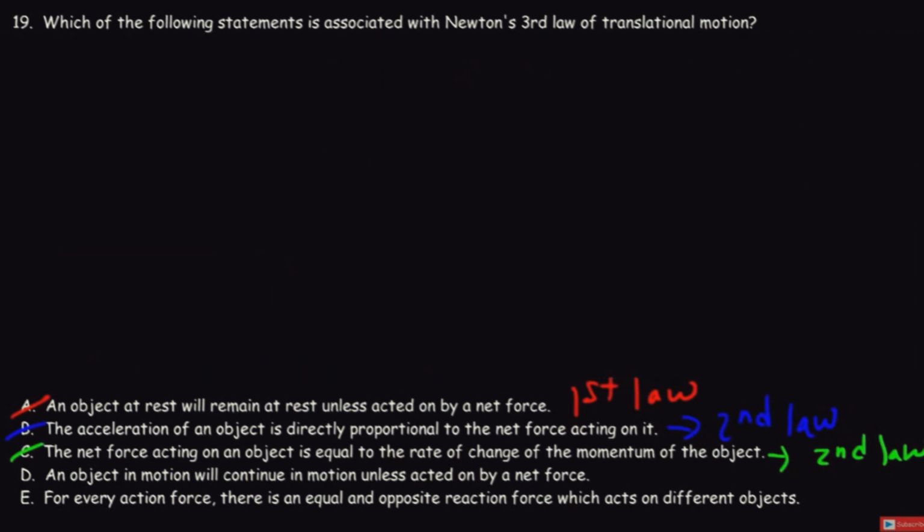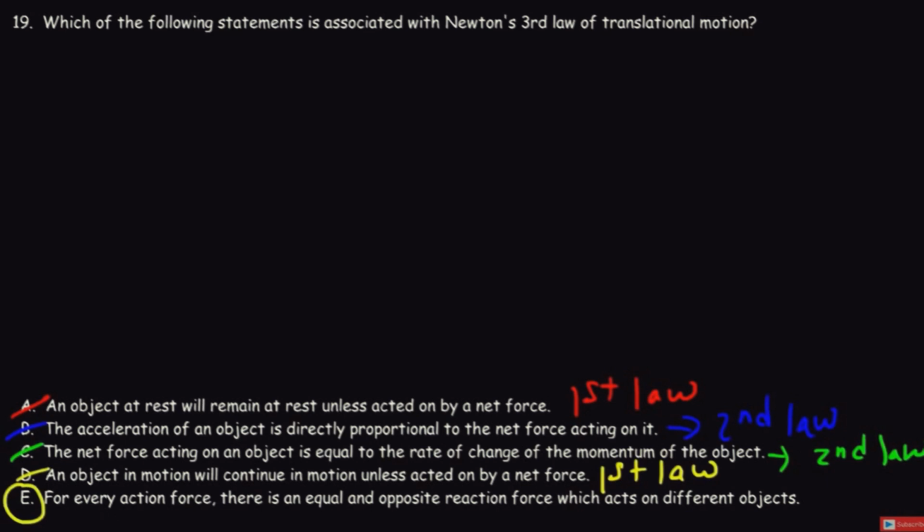An object at rest, or rather an object in motion, will continue in motion unless acted on by a net force. That is stated in Newton's first law of motion. So by elimination, the answer has to be E.